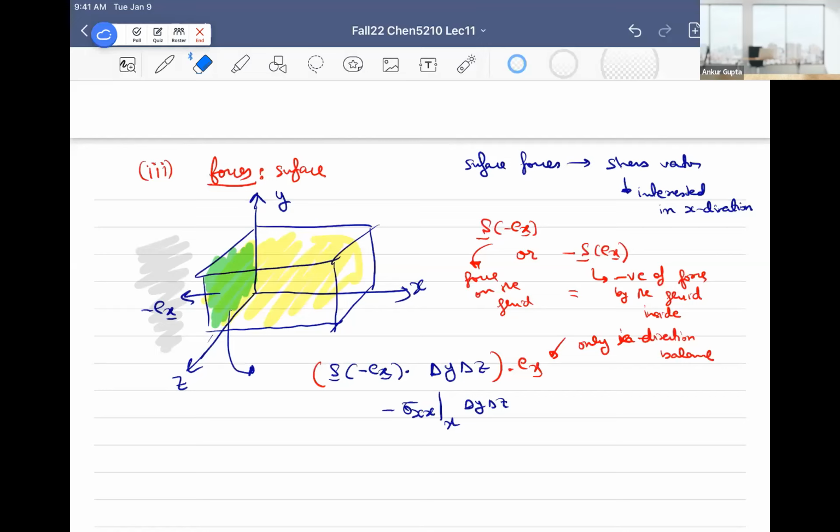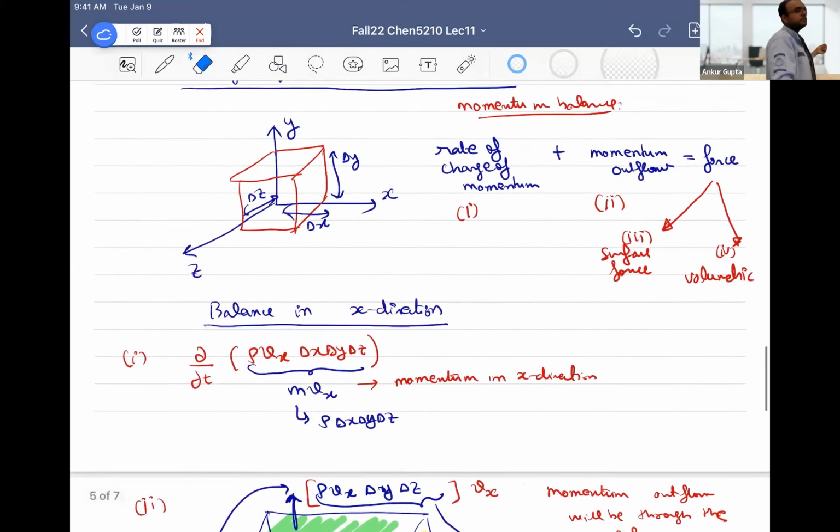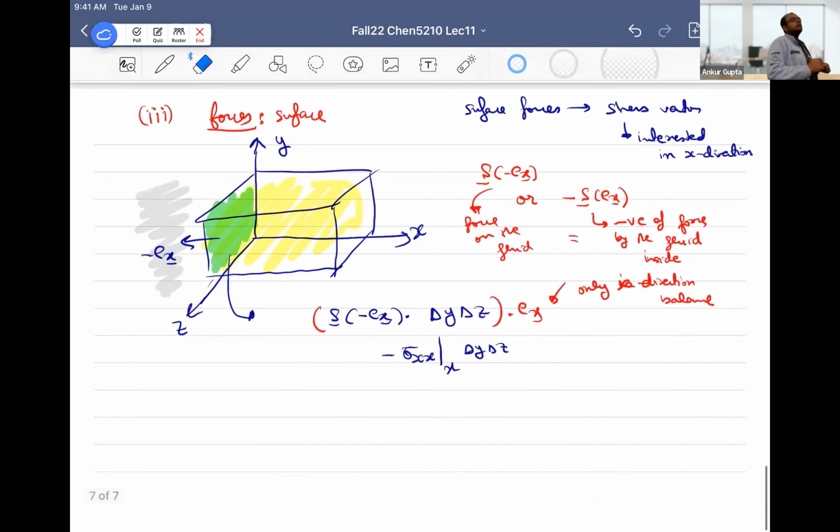That's just to get the net force instead of this force per unit area. The stress vector is force per unit area, right? So you want to get the force for the balance that you're doing. That's why we're multiplying with the areas and everything, to get the dimensional matching.